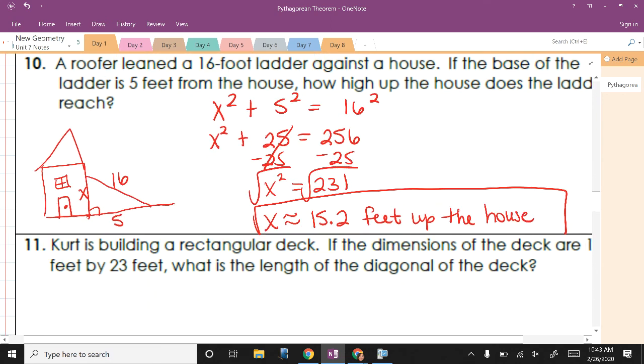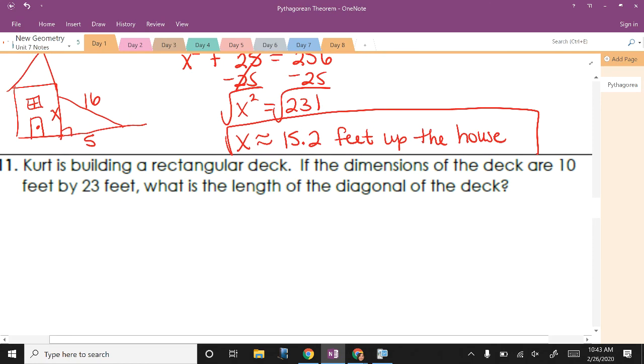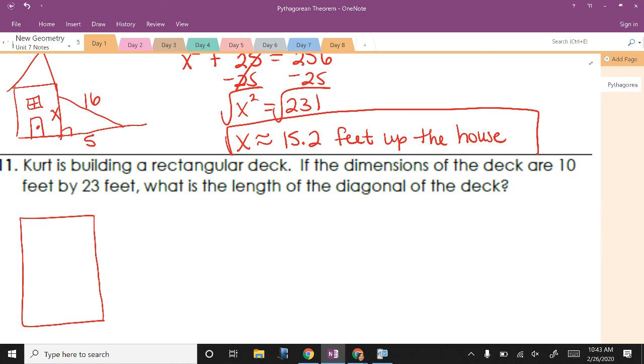Okay, y'all ready for number 11? All right. Kurt is building a rectangular deck. Okay, that means I need to draw what shape? A rectangle. Okay. If the dimensions of the deck are 10 feet by 23 feet, that means the length or the width is 10 feet and the other one is 23 feet. So I guess I'm going to make my 10 feet my shorter side, right? Yeah, just to make it somewhat to scale. What is the length of the diagonal of the deck? What does it mean by diagonal?